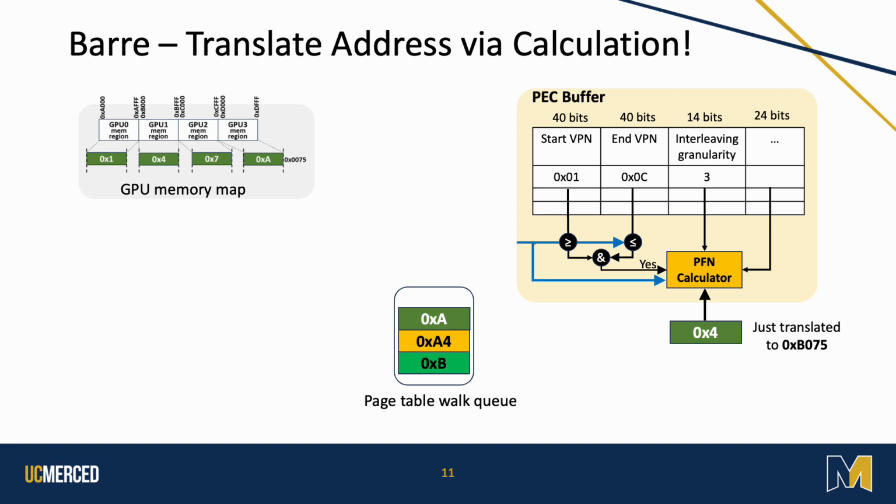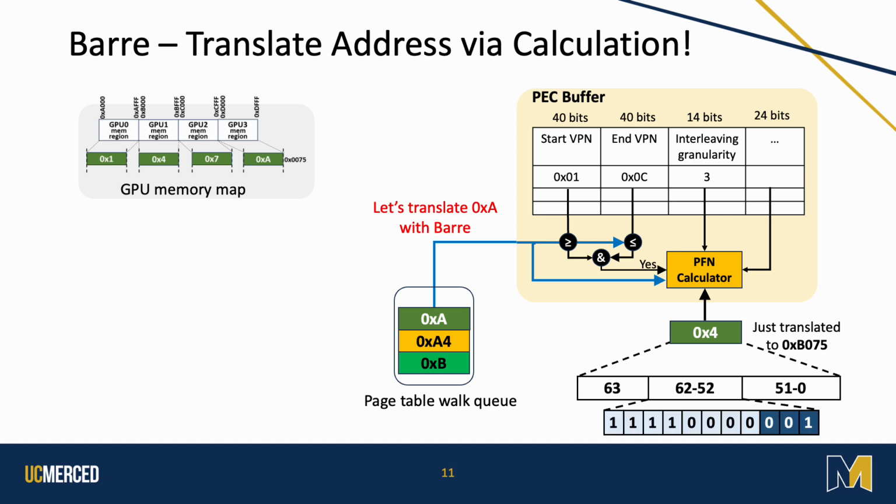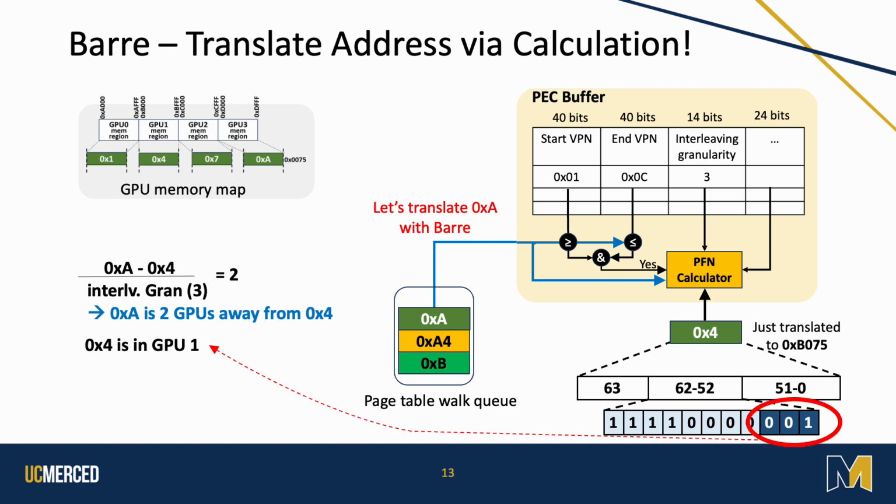We then demonstrate an example, starting from a translated VPN 0x4 and translating VPN 0xa. We first check the start and end VPN of the two PTEs and verify that they are in the same data object. Then, by adding the interleaving granularity, which is 2 times, we know that 0x4 and 0xa are in the same coalescing group. Since the multiplier integer is 2, we know that 0xa is 2 GPUs away from 0x4. And since 0x4 is located at GPU 1, we know that 0xa is located at GPU 3.